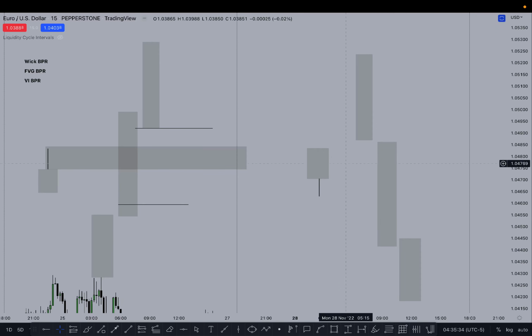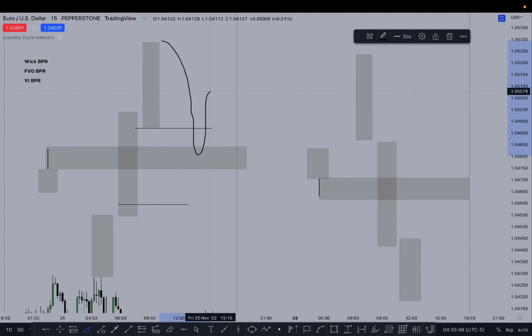So if this gap is overlapping with this wick, then this wick is your balanced price range. Now how do I know if it's a balanced price range? I will know it's a balanced price range if price does what? Comes back, tests it, and immediately starts to move away.